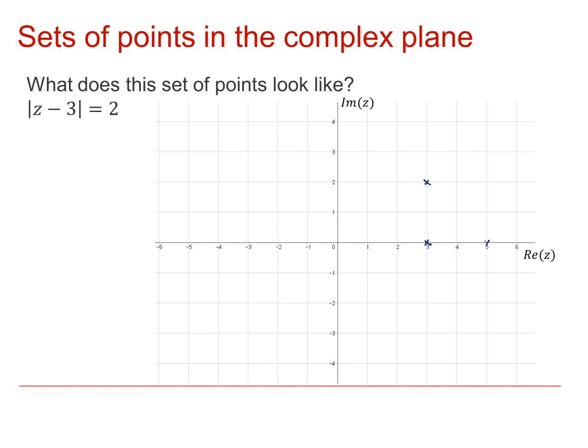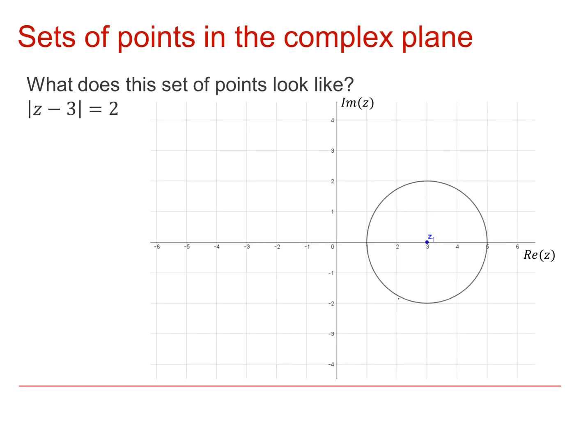So we could take 5 take away 3 is 2, which has modulus 2, or 3 take away 2i. Subtract 3 gives us minus 2i, which has modulus 2, and so on. All of these points satisfy that equation. And of course, we have a circle. It has centre 3 and radius 2.